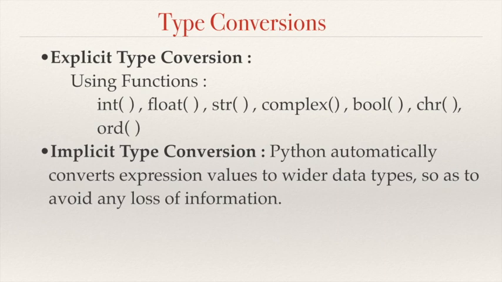The chr function converts an integer argument value to its ASCII character. The ord function, or the ordinal function, converts an ASCII character argument value to its corresponding integer ASCII code. It is important to note that explicit type conversion, better known as typecasting, may involve data loss as we are forcefully converting one type of data into another. Let us understand these explicit conversions, or typecasting, using an extensive code example.